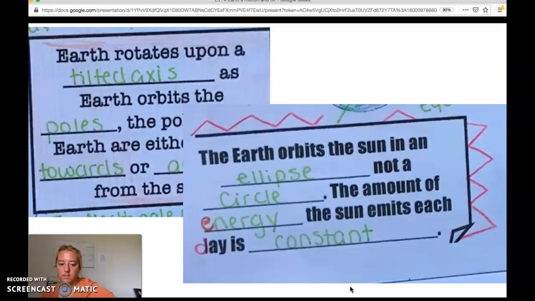The Earth orbits the sun in an ellipse, not a circle. The amount of energy the sun emits each day is constant. Do not think that the sun increases or decreases the amount of energy that it releases. It releases the same amount each day. So when we are having summer, it is not because the sun is emitting less or more energy than when it is winter. It is just that we are tilted towards the sun in summer.